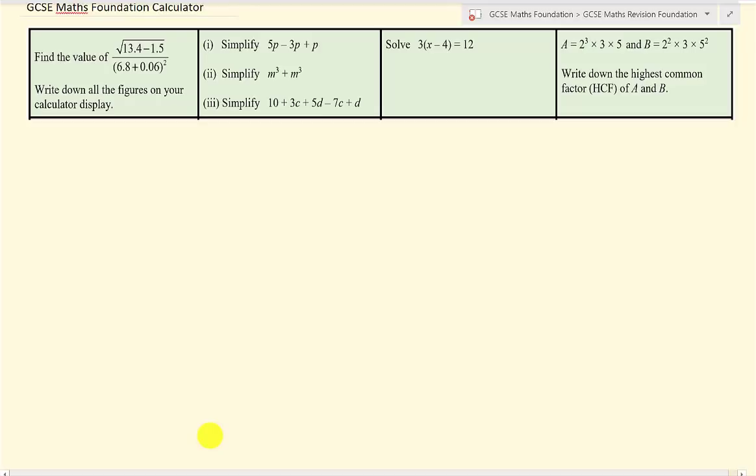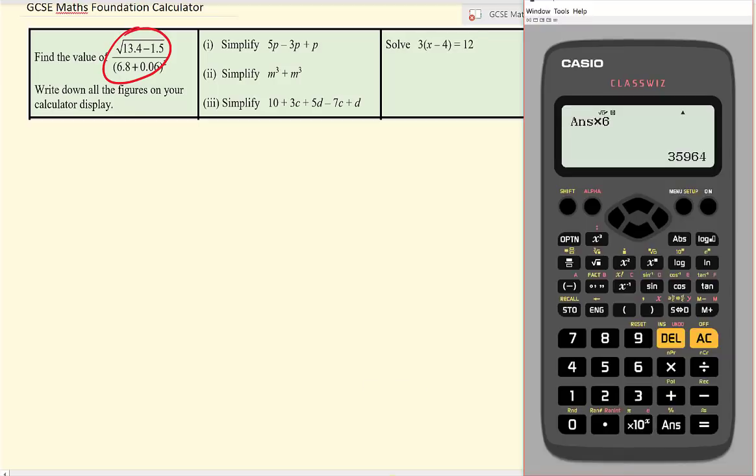Find the value of this calculation here and write down all the figures on your calculator display. So we need to use a calculator for this. First of all, clear the calculator, and then we need to put in the fraction button, as we have a fraction. And if you had a look at the calculator hacks video that I made earlier this week, please do check it out. The link is on the top right hand corner now.